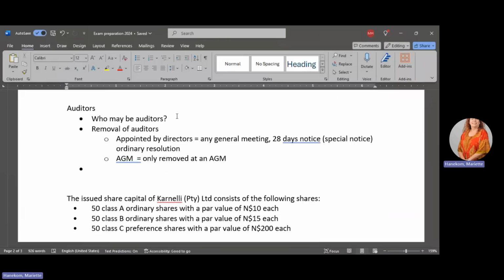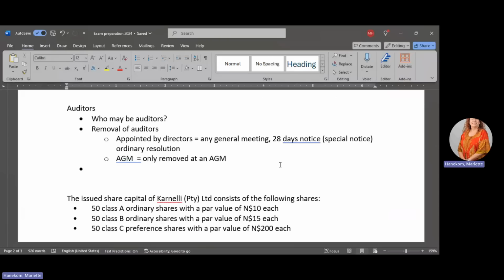There are two possible procedures, depending on how the auditors were appointed. If the auditors were appointed by the directors because there was a casual vacancy in the position of auditor, they can be removed at any general meeting. It requires 28 days special notice, but they can be removed by way of an ordinary resolution.